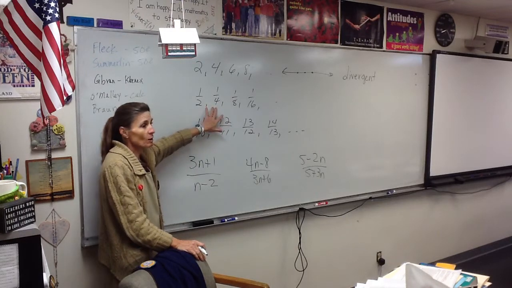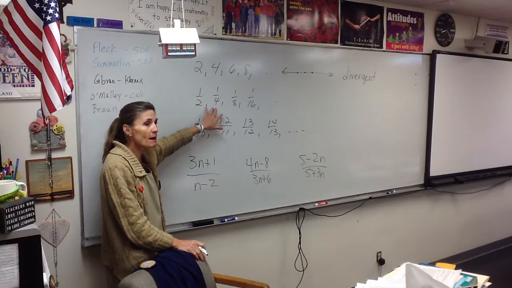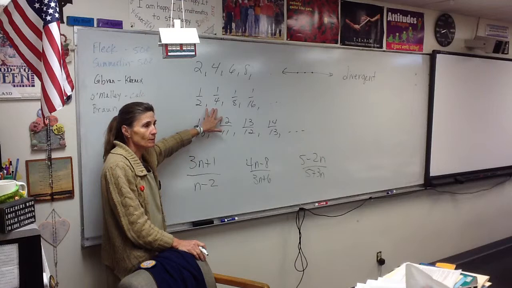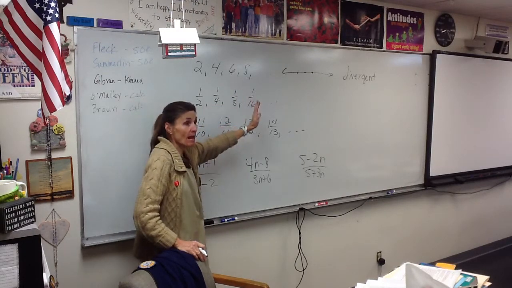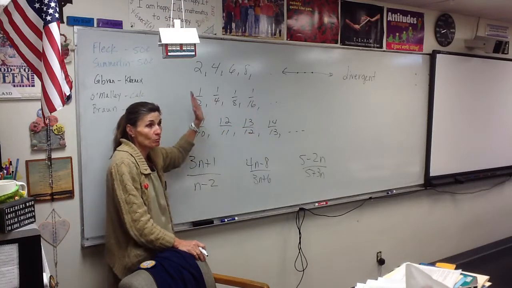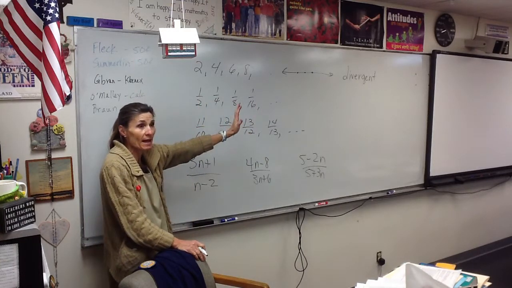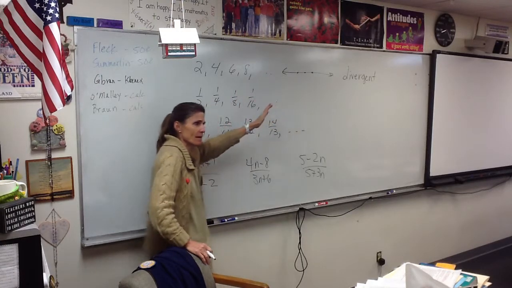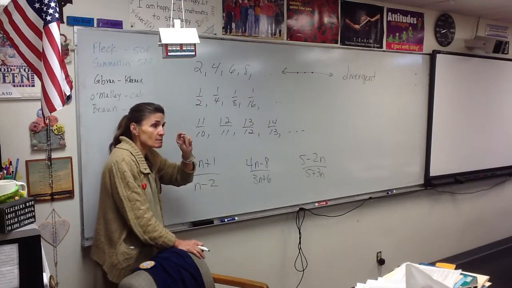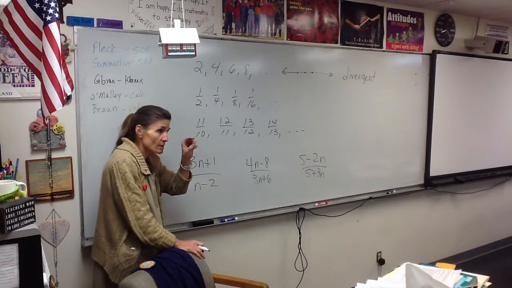Now, how about this one? What's happening here? Think about these points. Times 2. Well, actually, times 1/2. You're actually multiplying by 1/2. You're multiplying the denominator by 2, but the whole fraction is getting multiplied by 1/2. So what's happening to these terms? Now think about this for a minute. They're getting smaller and smaller and smaller.